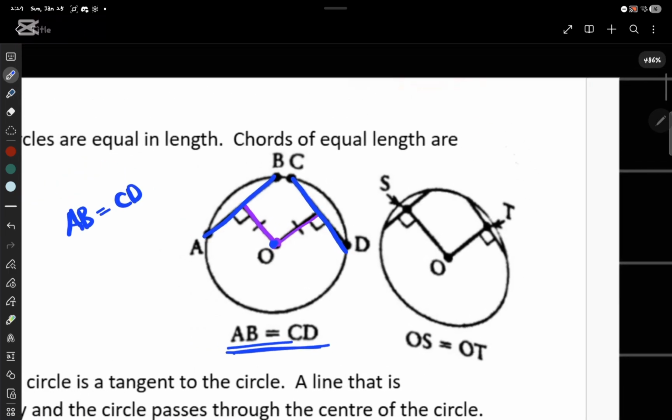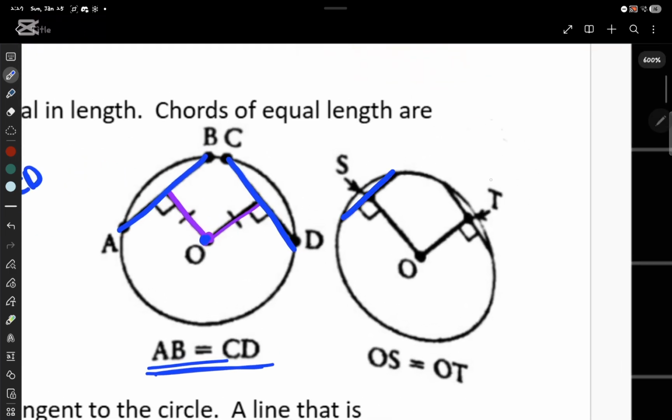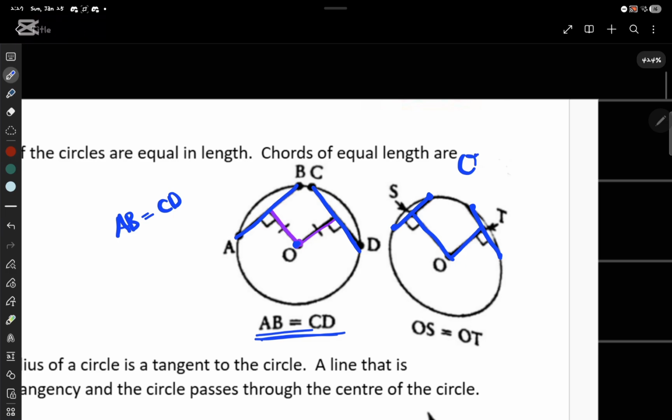And that goes the opposite way as well. So if two chords are the same length, that means that the distance to the center of the circle will be the same. So OS equals OT.